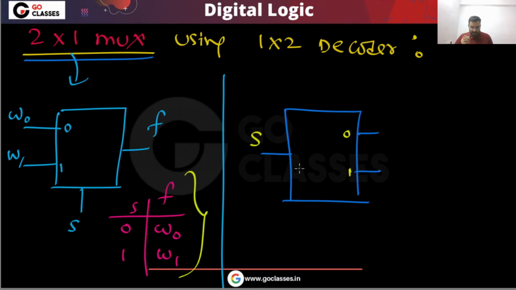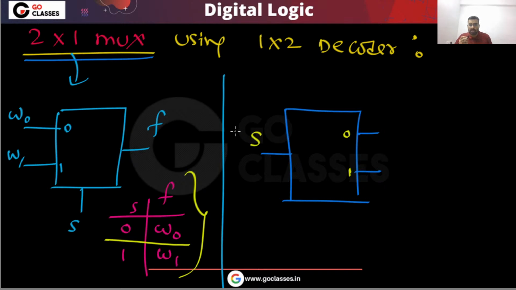So how can I create this multiplexer from this decoder? This decoder is given to you. Very simple. When s is 0, remember, the output should be W0.